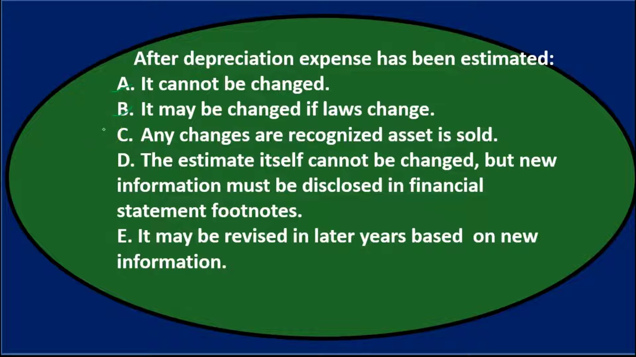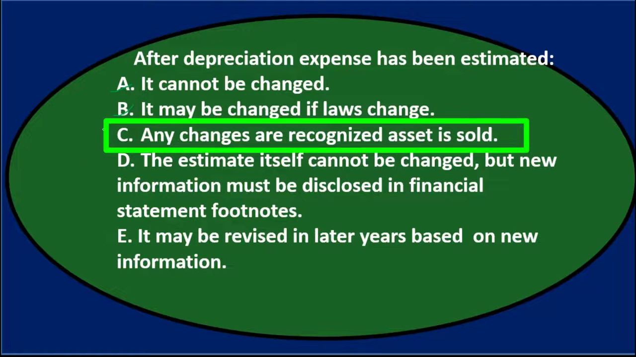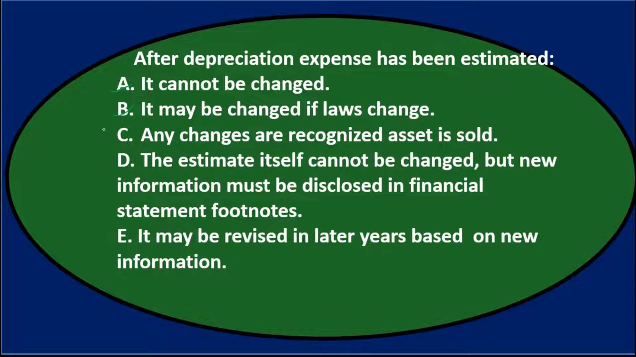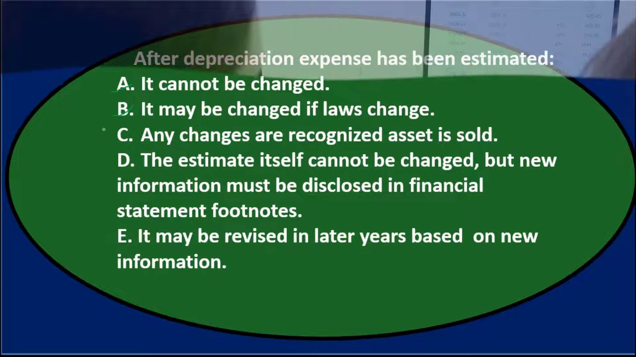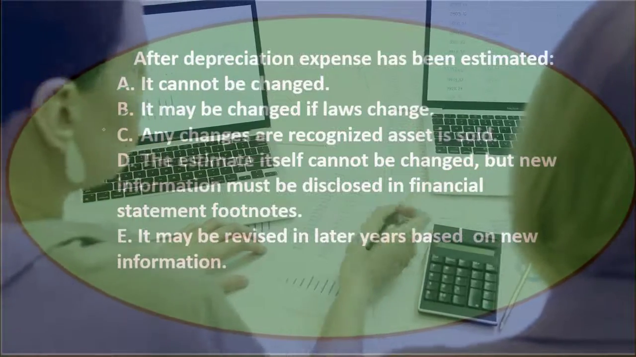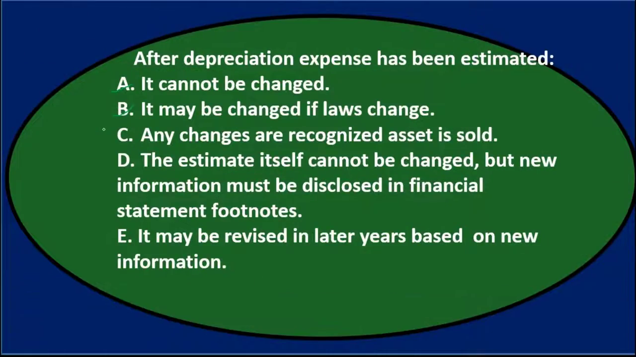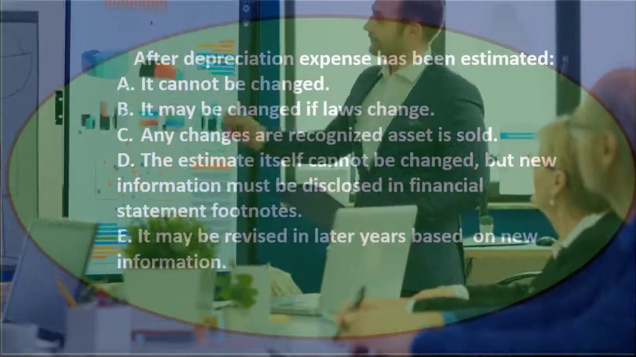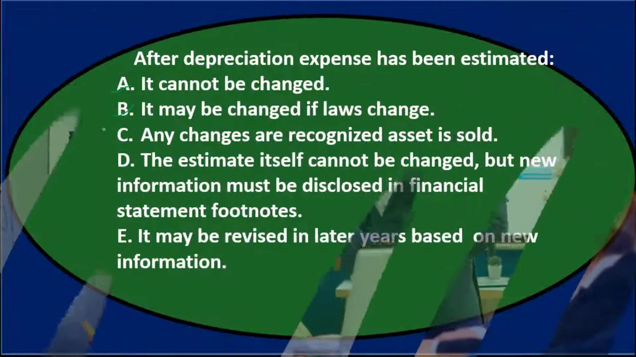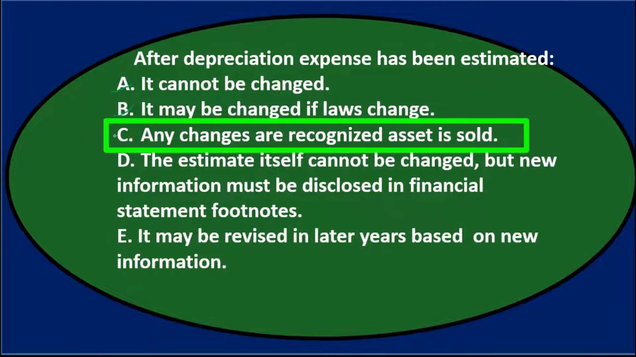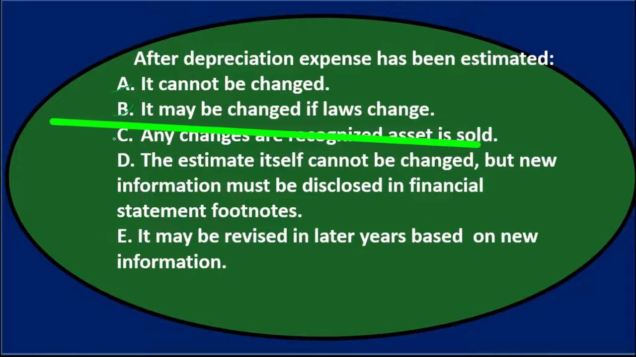So C says any changes are recognized when the asset is sold. That would be the case where we're going to make the adjustment at the point in time we sell the asset. And again, we're not really representing the financial statements fairly if we don't change the estimate in some way or make some adjustment if we have better information. So I don't think we're probably going to wait till the end.